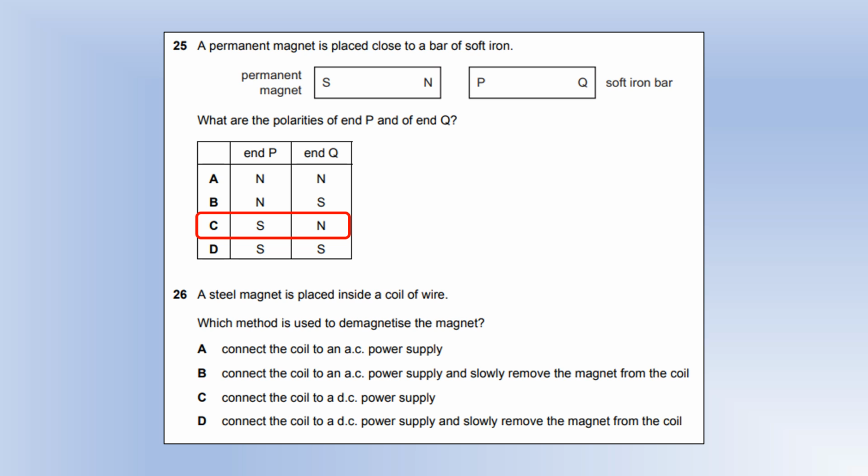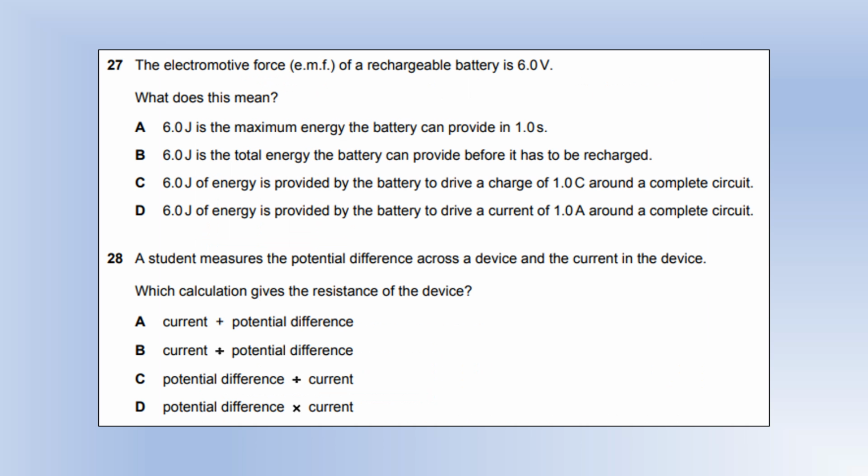A steel magnet is placed inside a coil of wire. Which method would demagnetize it? We need to apply AC, because we need the magnetic field to be constantly changing so that all of the different domains get aligned in different directions, but we need to slowly remove it as well.